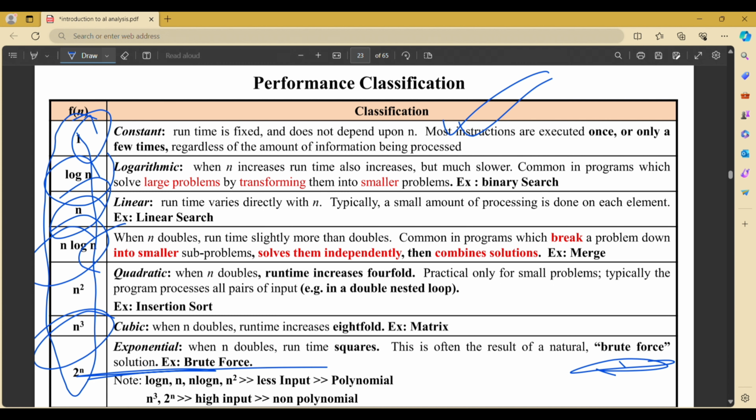Brute force means we have not yet discussed the brute force algorithm, but in the coming videos we will discuss it. So just remember this is brute force. This is an order: 2 power n with high input is non polynomial. Just read it and remember, not by heart. With this we have completed performance classification and also asymptotic notations.